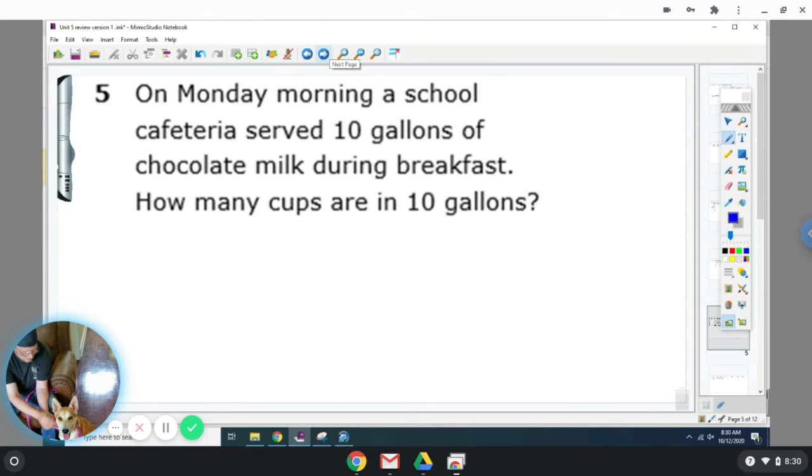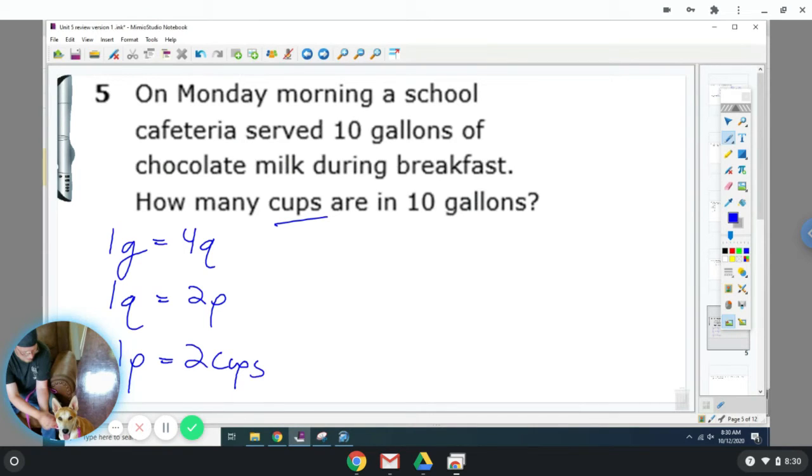Number 5, on Monday morning, a school cafeteria served 10 gallons of chocolate milk during breakfast. How many cups are in 10 gallons? Okay, so we're going to use our star chart to figure out our information. So 1 gallon is 4 quarts, 1 quart is 2 pints, and 1 pint is 2 cups. So what we need to do is find out how many cups are in a gallon. So if 1 pint is 2 cups, that means that 1 quart will be 4 cups.